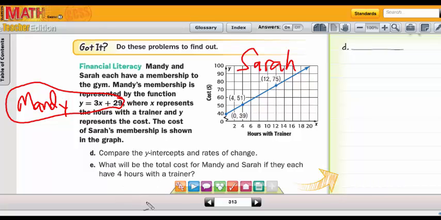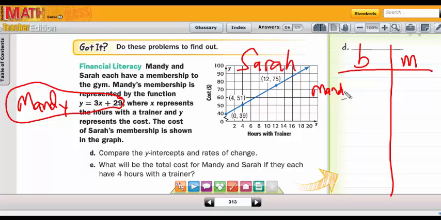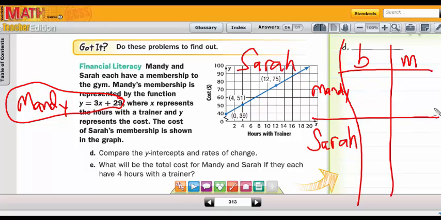Well, immediately we can say, let's do it this way. We will do B, which is the y-intercept, and we will do M, which is going to be the rate of change. So let's do Mandy first actually. Mandy, we'll put it here, and for Sarah, we'll put it down here. So for our B, for Mandy, our y-intercept is 29. That's easy. We can just read it from the equation. Our y-intercept for Sarah, we can also just read, but we're going to read it from the graph. It is 39.